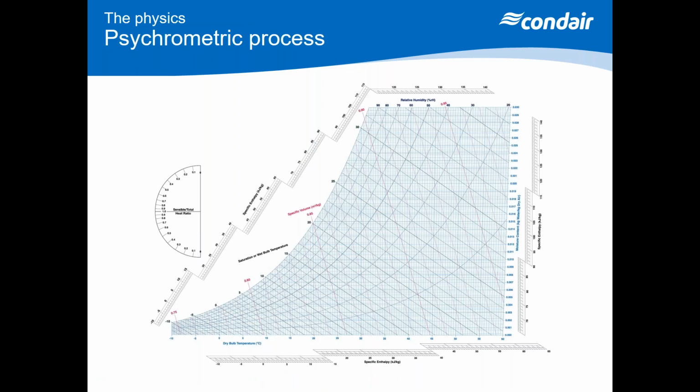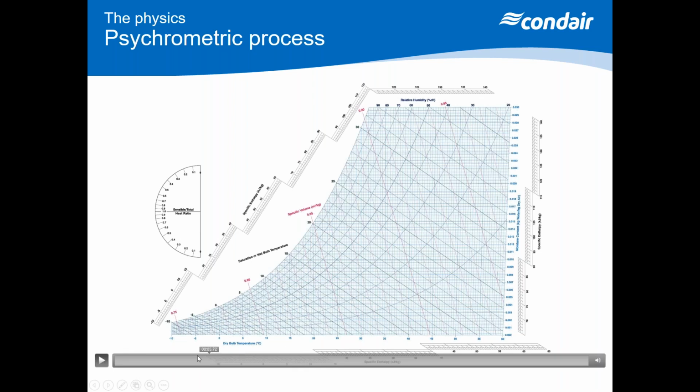So what does this look like psychrometrically to really understand the process of evaporative cooling? I'm sure many of you are familiar with the psychrometric chart. I'm just going to run through the basic elements here. At the bottom of the chart, we have the dry bulb temperature, starting at -10 and going up to 60 degrees C.